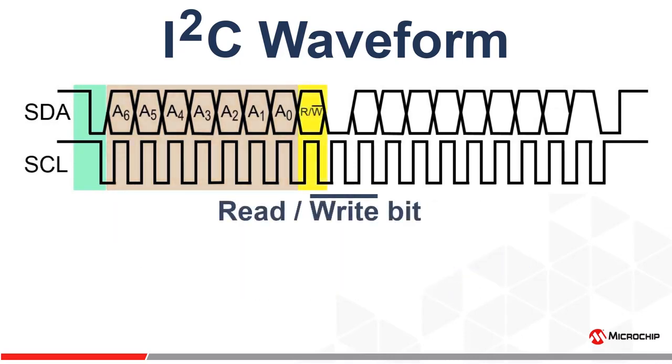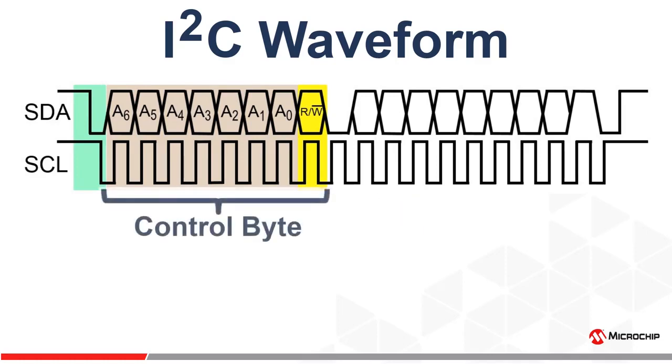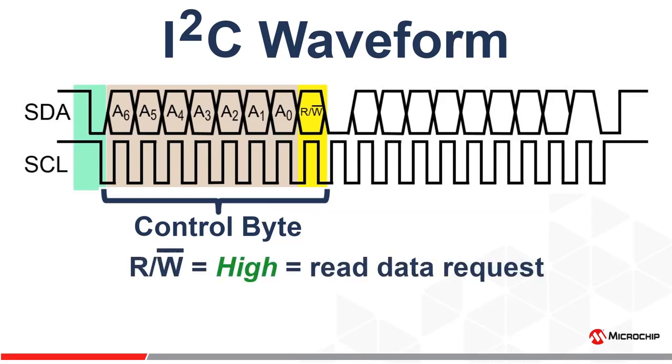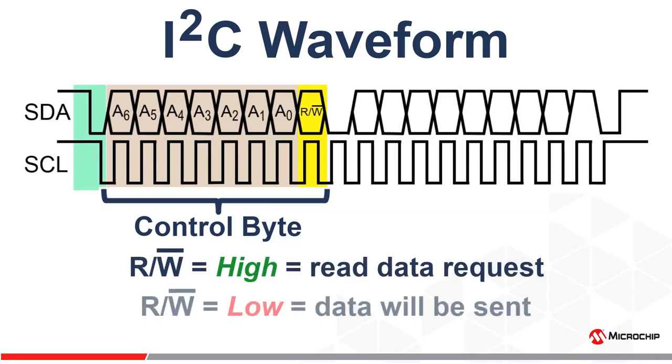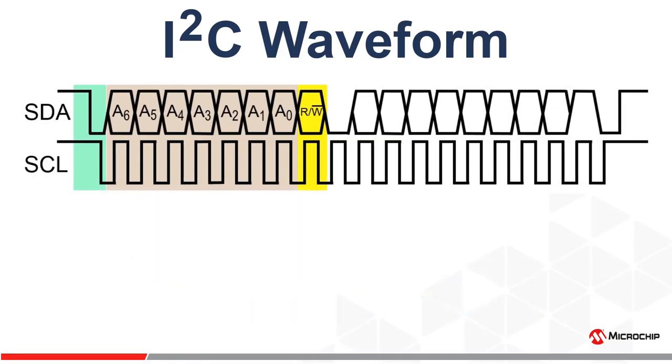Next is the read and write, or R/W bit. It immediately follows the slave address, and together with the slave address, forms the control byte. This bit informs the slave if the master wants to read or write. A 1 indicates the master wants to read from the slave, and a 0 means the master will write to the slave. This is easy to remember by just looking at the R/W symbol, as there's a bar over the W, meaning low is its active state.